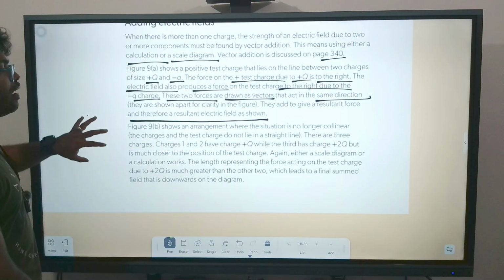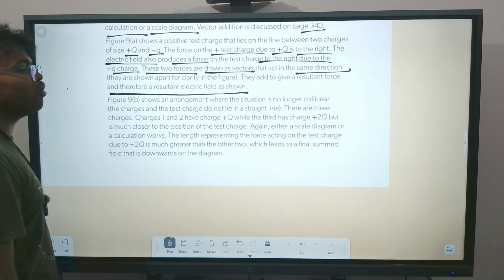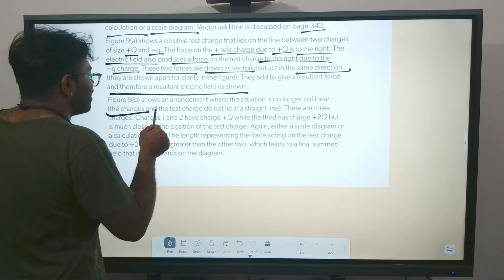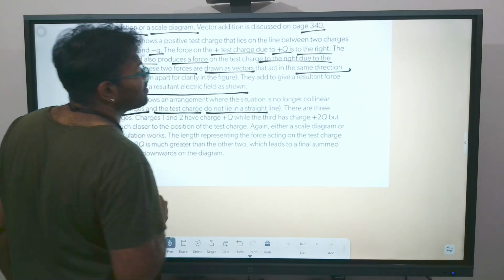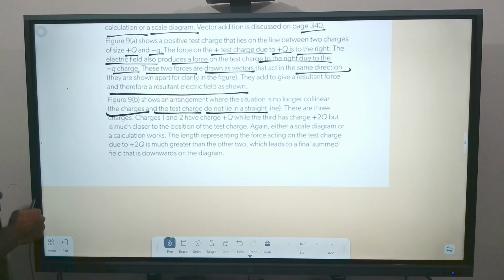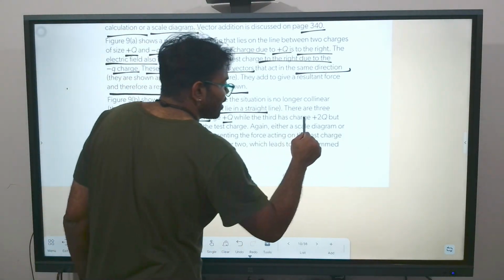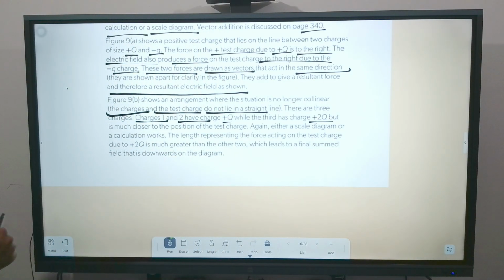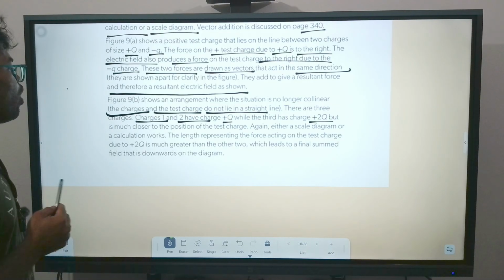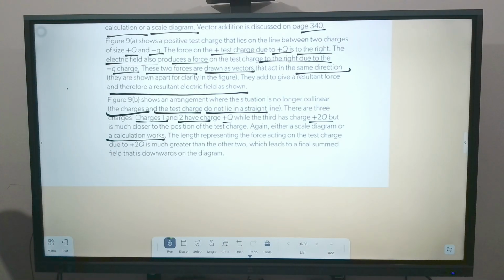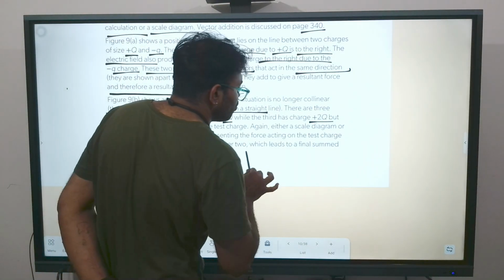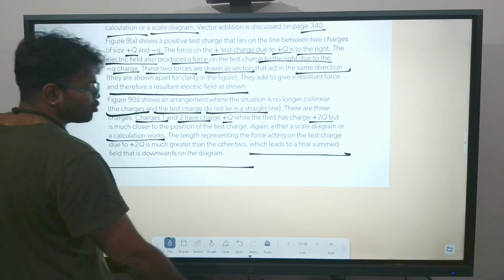Okay. Now, figure 9b shows an arrangement where the situation is no longer collinear. The charges and the test charge do not lie in a straight line. There are three charges. Charges 1 and 2 have a charge of plus q, while the third charge has a charge of plus 2q, but is much closer to the position of the test charge. Again, either a scale diagram or a calculation works. The length representing the forces acting on the test charge due to plus 2q is much greater than the other two, which leads to a final summed field that is shown downwards.